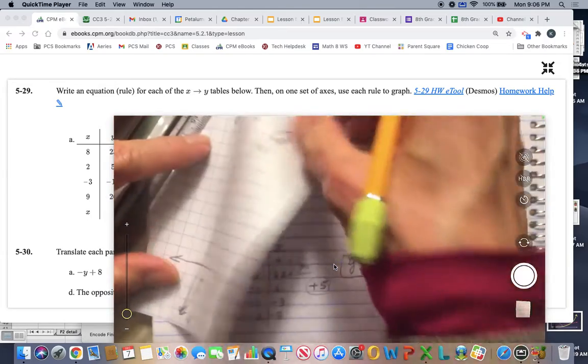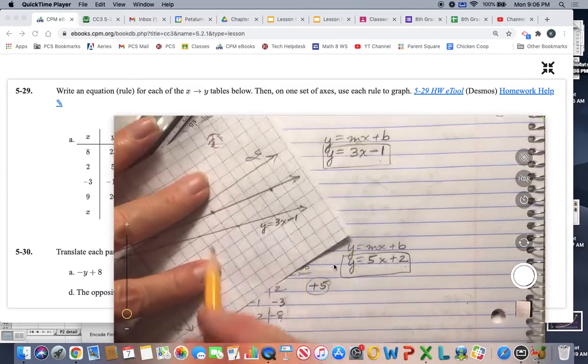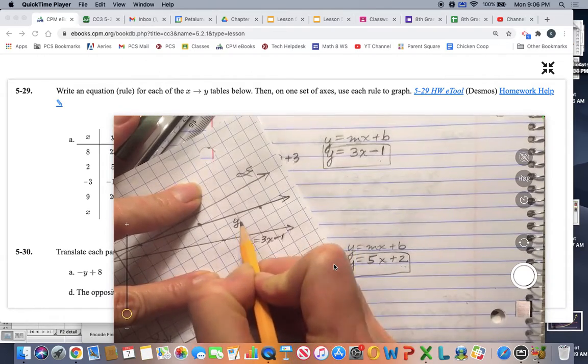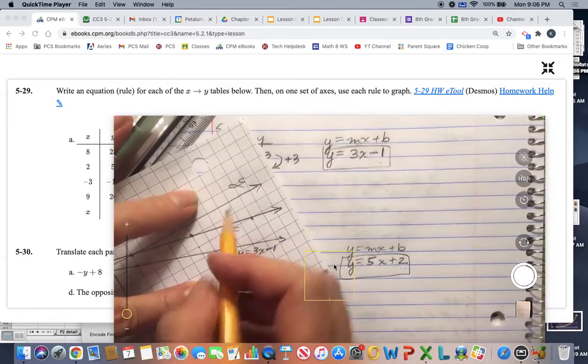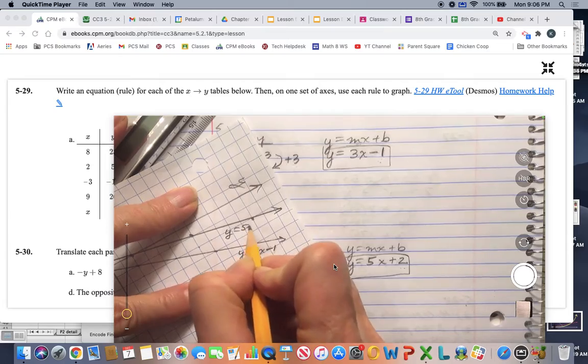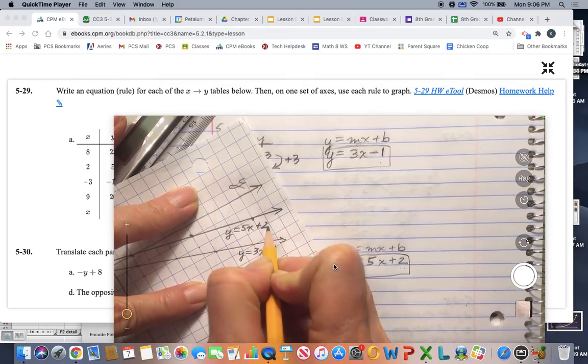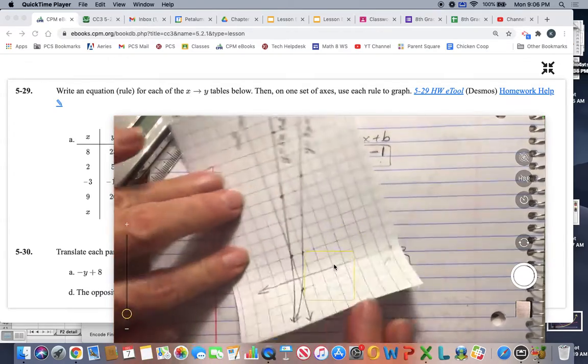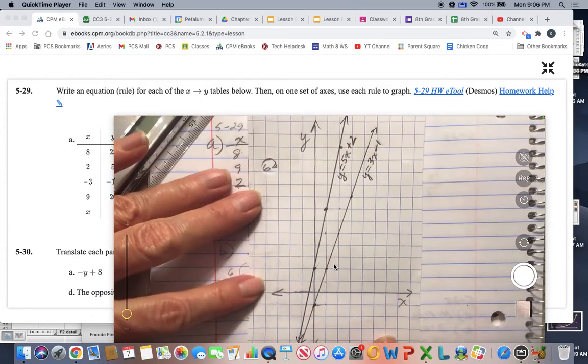Okay, and then we will label this one according to this rule, which is y equals 5x plus 2. And that is what our graph looks like.